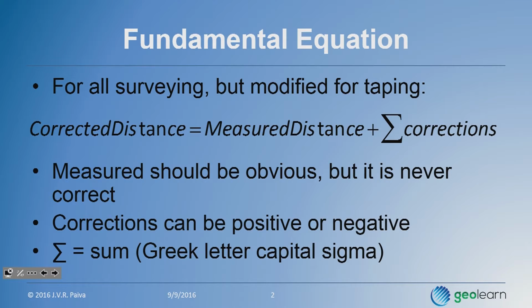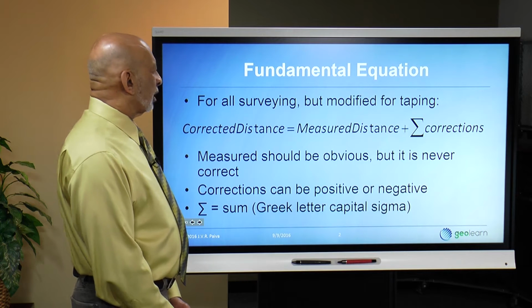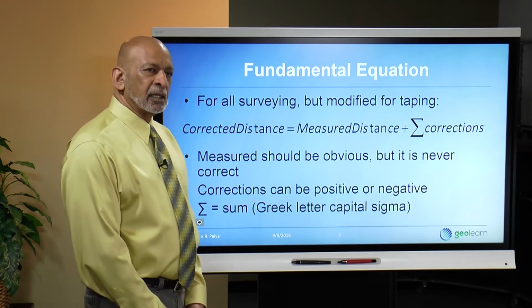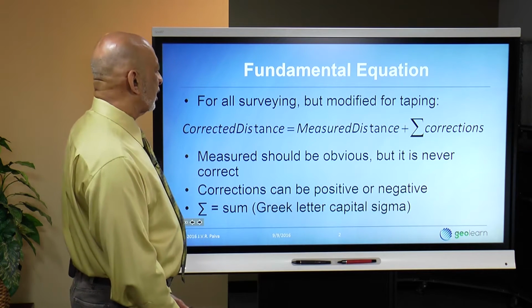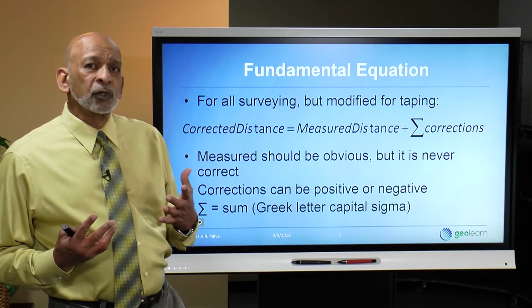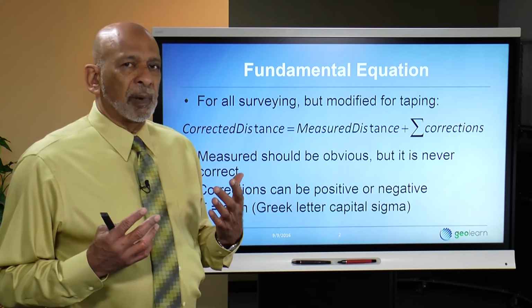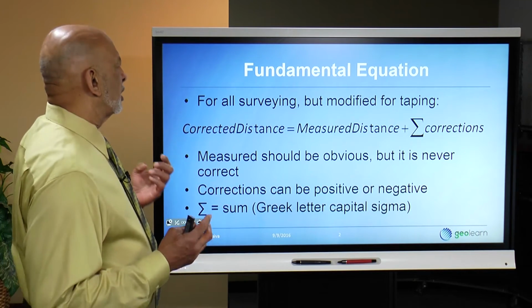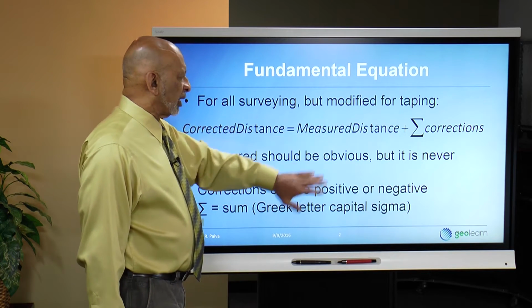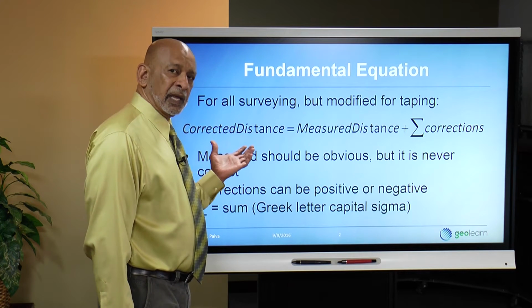Now, keep in mind that a measured distance, meaning whatever you measure with a tape, for example, between 2 points, is rarely correct. There's always some kind of correction that needs to be applied to it. It may be that it's correct enough and you don't need to apply any corrections to it, but seldom is it actually correct at the outset.